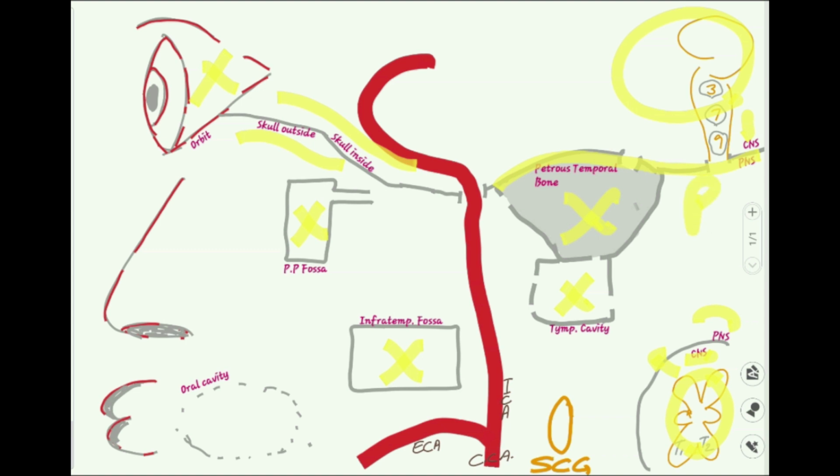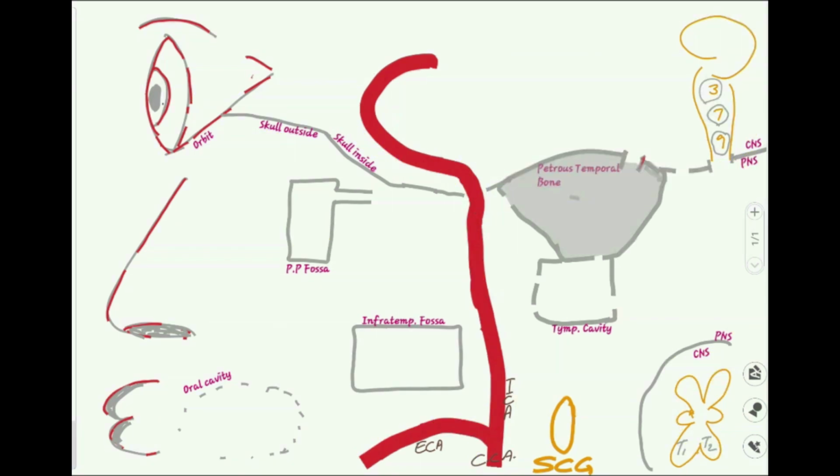So this is the common carotid artery which divides into the internal carotid artery. The internal carotid artery moves inside the skull and gives branches inside the skull. This is the external carotid artery which gives 8 branches to supply all the viscera that is present outside the skull.